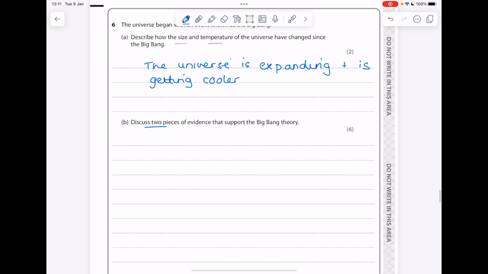6 marks, wow. So really they're after redshift and CMBR. So let's start with CMBR, cosmic microwave background radiation.